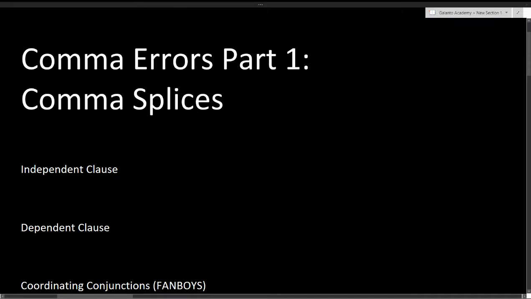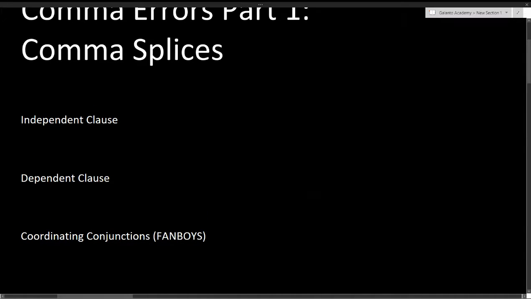So today we are going to be talking about a specific type of comma error known as a comma splice. And before we get into what a comma splice looks like, we're just going to review a couple terms here to make sure that we are able to identify the parts of a sentence that might tell us where a comma splice would be.